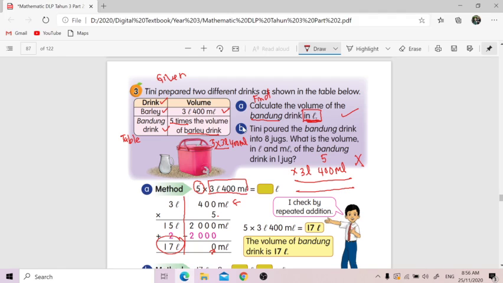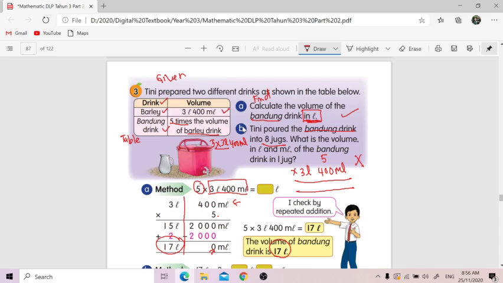So be careful, jangan salah kira. Okay, so B. Tini pour the bandung drink. Can you see this? Nampak tak kaitan dia? Into 8 jugs. Okay, so digunakan jawapan tadi. Bandung drink tadi kita dah dapat 17 liter. Okay, so this is a new given information yang awak dah cari.